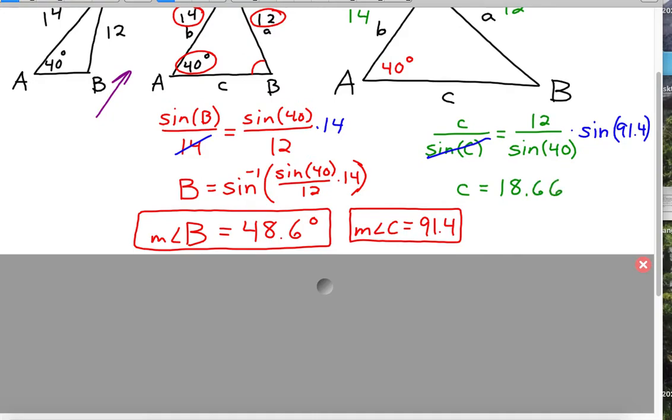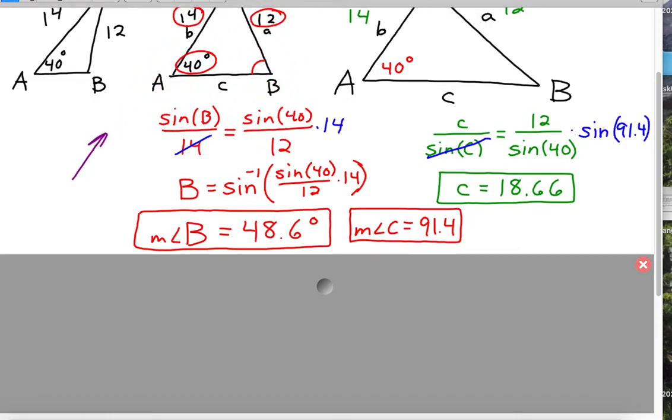There were no units on this problem, so 18.66 units. So let's verify, what do we have? We were given side A, side B, we just found side C. We were given angle A, we figured out angle B and angle C. Now that was drawing it assuming our picture here.